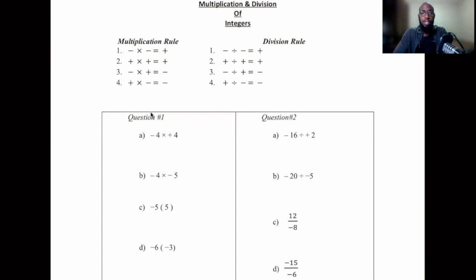So let's take a look at question 1. It deals with multiplication. In a question dealing with multiplication, you will have a multiplication sign, and you can also have brackets. Bracket means multiplication. So we're going to look at part A, and when you're doing these questions, deal with the signs first, numbers after. For part A, multiplying two different signs is a negative, 4 4s are 16.